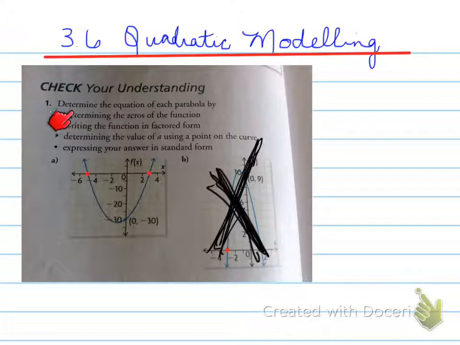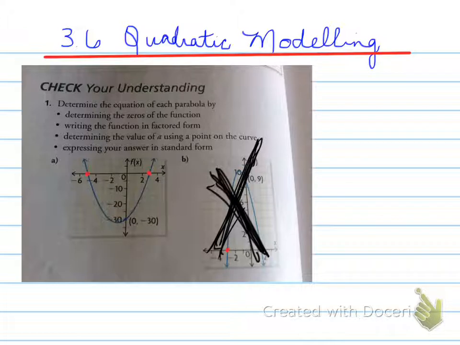So again, we're going to determine the equation of the parabola, not part B but just A, by determining the zeros of the function, writing the function in factored form, determining the value of a using a point on the curve, and expressing your answer in standard form. So we're going to do it step by step.